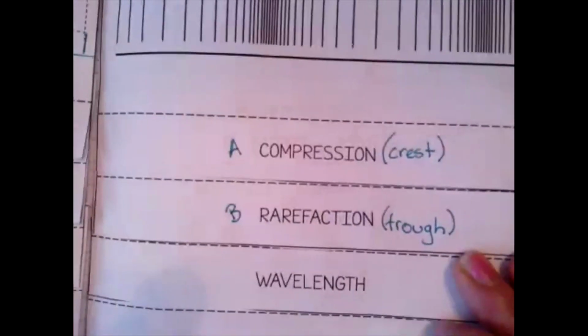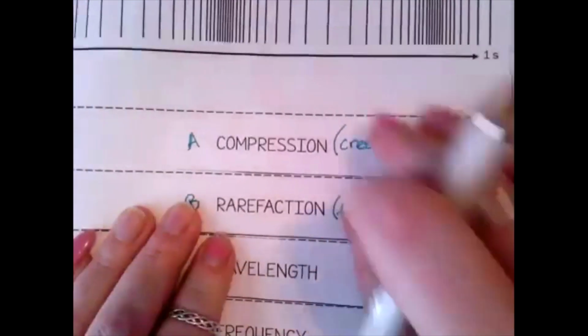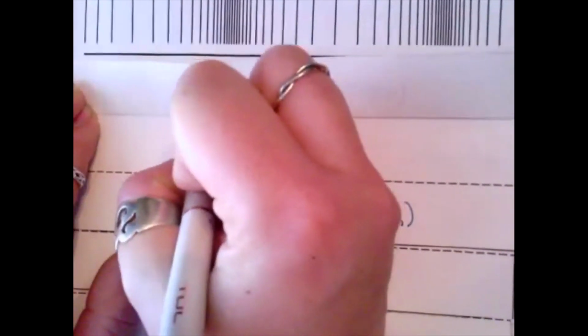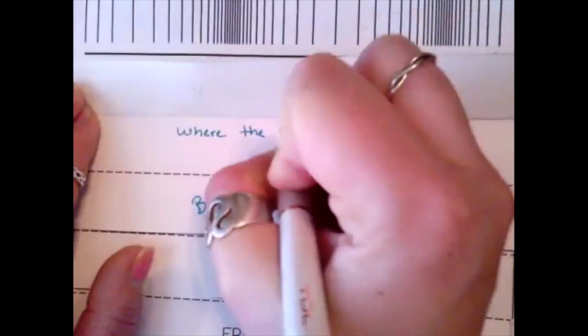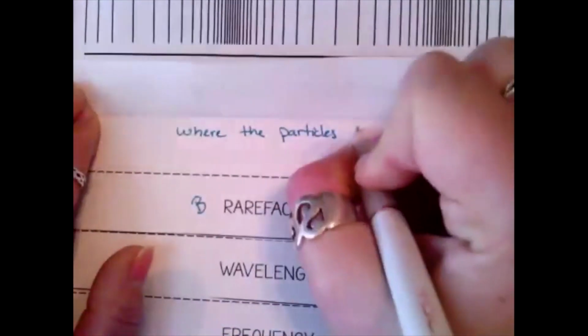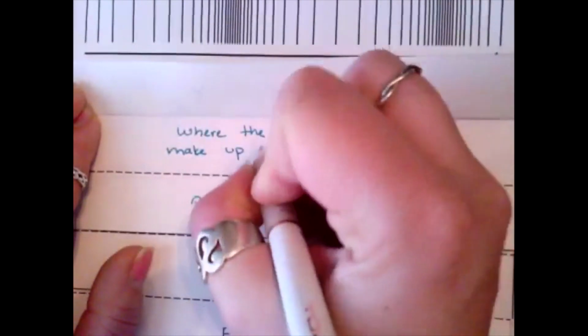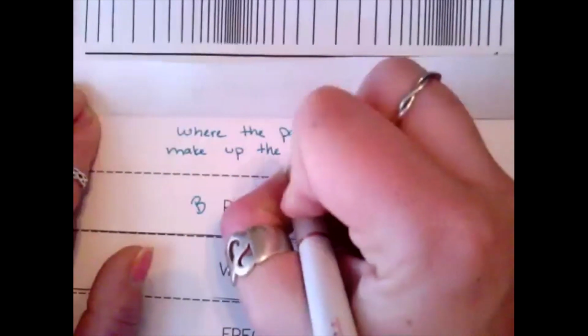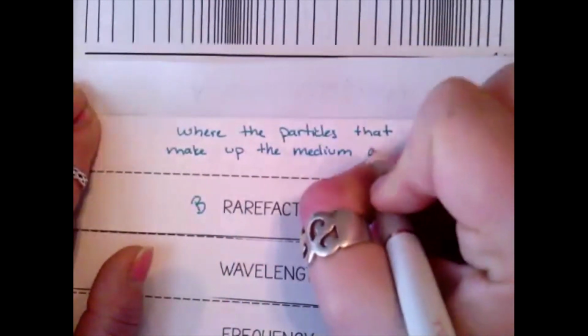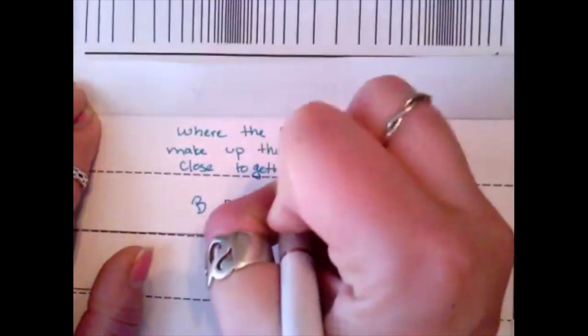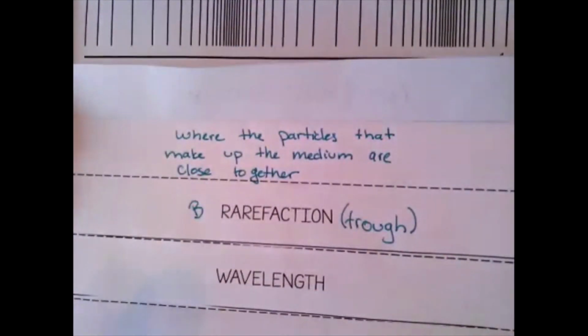So let's add in our definitions here. Susan told us that a compression is where the particles that make up the medium are close together. So a compression is where the particles of the medium are close together.